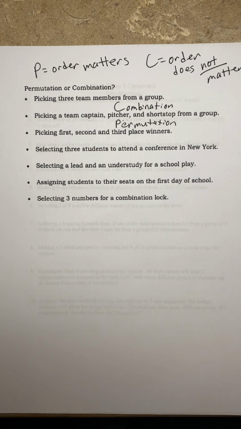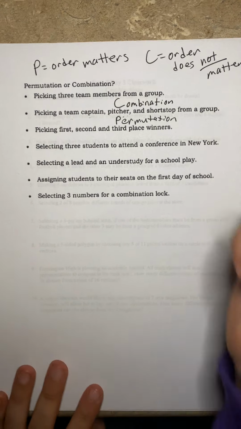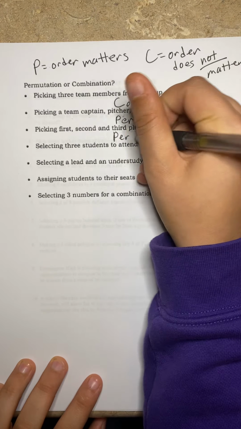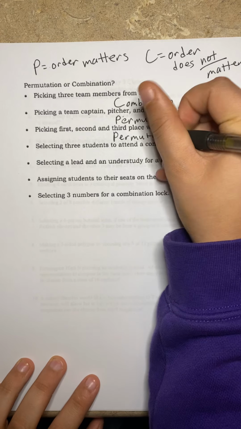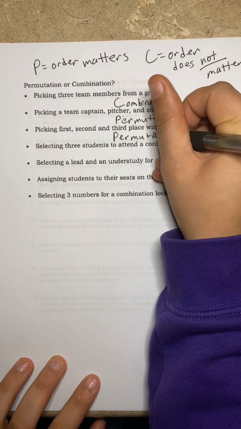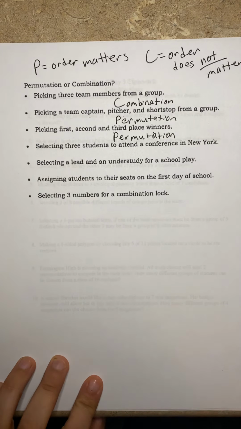Okay, so combination and permutation. The next says picking first, second, and third place winners. Now, again, does it matter whether you're first or third? Well, yeah, you're going to feel a lot better if you're first instead of third place. So, yeah, order matters as to which one you place in. So this, again, is a permutation because it matters whether or not you are in first place or third place.